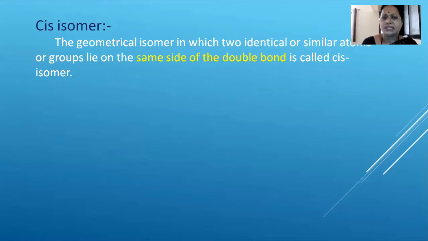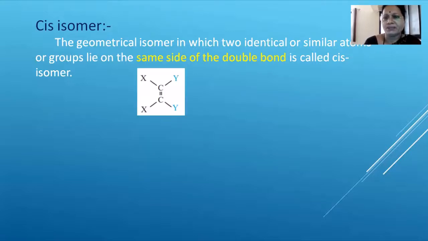What is the meaning of cis isomer? It is geometrical isomerism in which 2 identical or similar atoms or groups lie on the same side of the double bond. On the same side of the double bond, for example, here it is given, see, carbon-carbon double bond, on the left side there are 2 X atoms and on the right side there are 2 Y atoms. So here similar atoms are present on the same side of the double bond. It is called cis isomer.